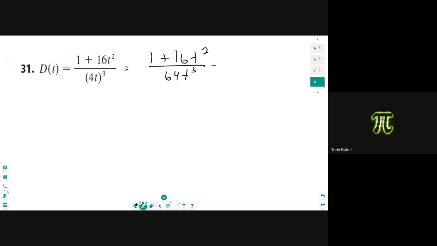Now, split this up. So we have 1 over 64t to the third plus 16t squared over 64t to the third. Then we can deal with the t's and put them together and get the negative t's. So you have 1 over 64, t to the negative third, plus 1/4, t to the negative first.